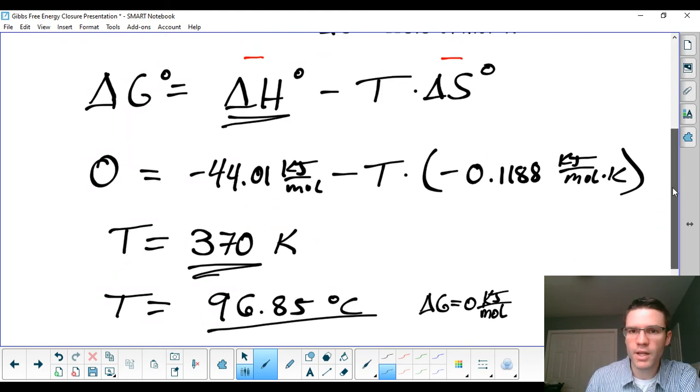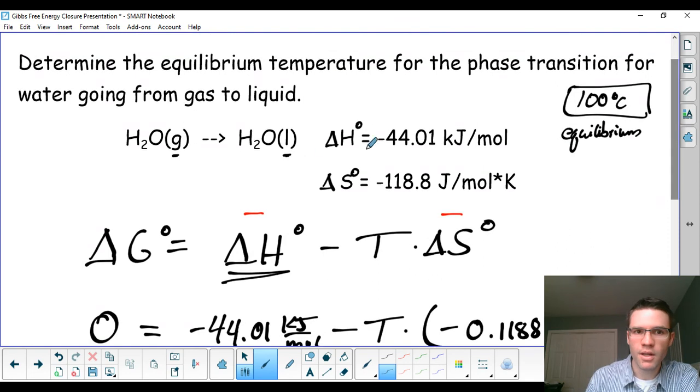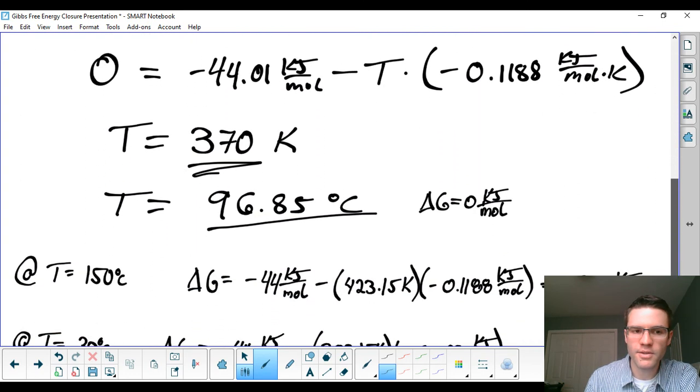Okay. So if we evaluate this at a different temperature, so our gas to liquid, let's say that we chose a temperature greater than 100 degrees Celsius and a temperature less than 100 degrees Celsius, try to predict for each one of those, what would our Gibbs free energy be? Would it be positive or negative for values greater than 100? Would it be positive or negative for values less than 100? And I just chose two values here.